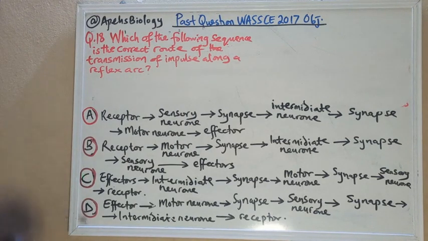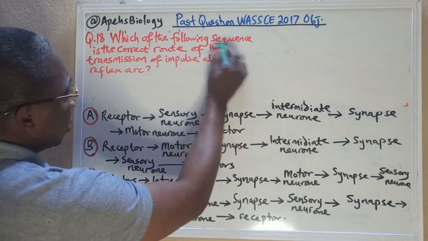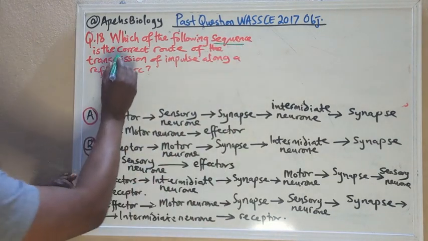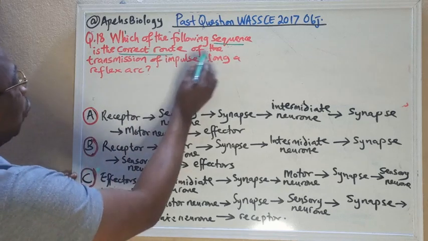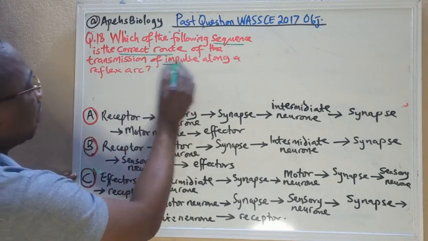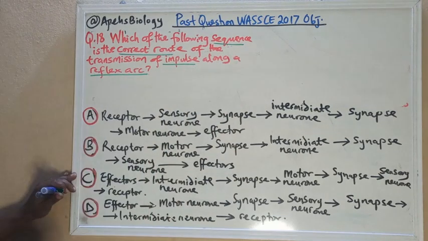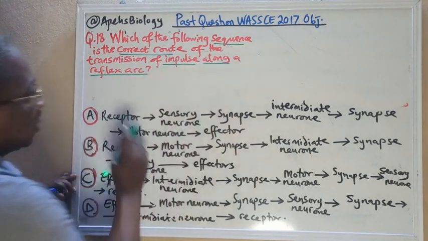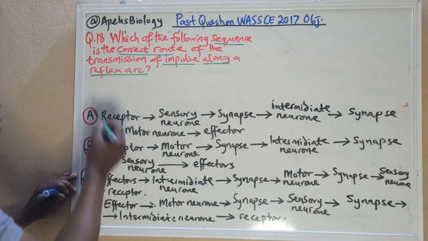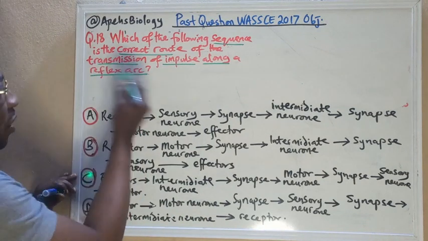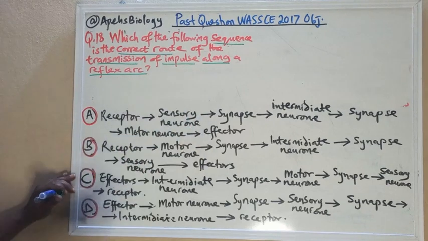It says number 18: Which of the following sequences is the correct route of the transmission of impulse along a reflex arc? The correct route of transmission of impulse along a reflex arc.